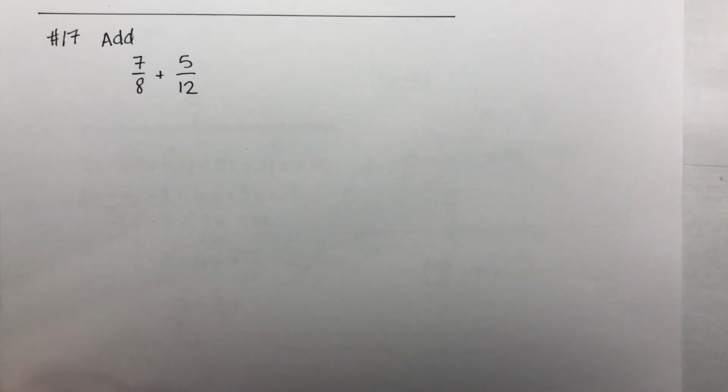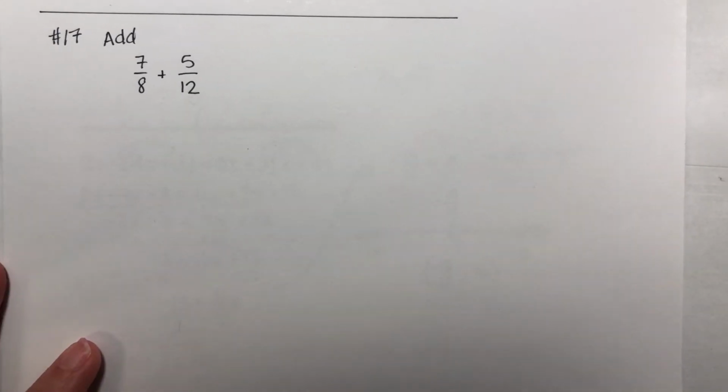I'm answering some more questions from the fraction review. I've been asked to work number 17. Remember that we all have slightly different numbers, so your problem will probably be a little bit different, but it should work the same way. I'm being asked to add 7/8 and 5/12.